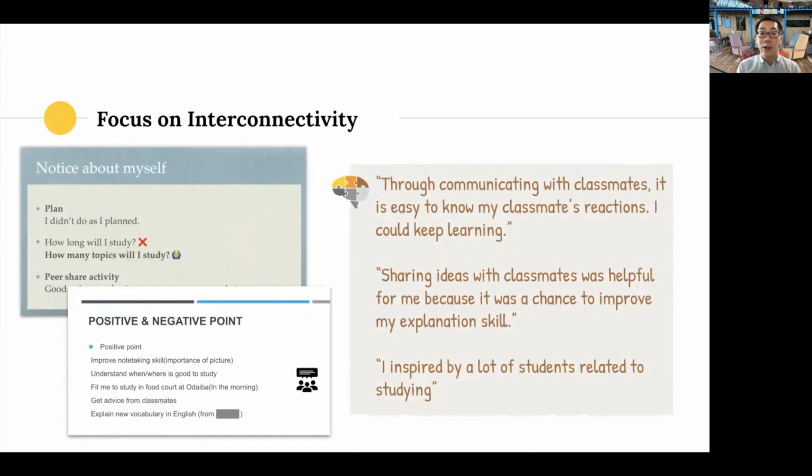Yeah, and then just these kind of quotes from the questionnaires. You see, it served learning, communicating with their classmates was a way to build their motivation, to keep up their motivation, get inspiration from each other related to their studying.